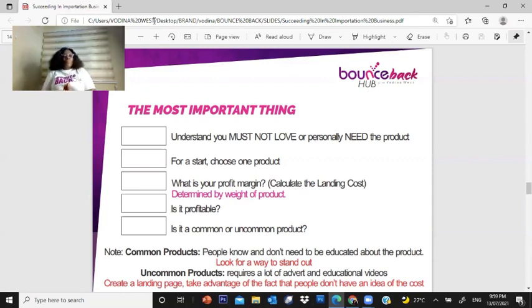So after calculating the landing cost, is it profitable? Is the profit margin making sense at all? Then, is it a common or uncommon product? If you are importing a product that is common, like I said, you need to look for something to do to stand out. Something like creating content, using Ask the Public to find out what people are asking about that product and give them value. Just keep responding. You can use your Instagram page if you don't want to go as far as writing an ebook. You can use your Instagram page and keep answering those questions, keep giving value.